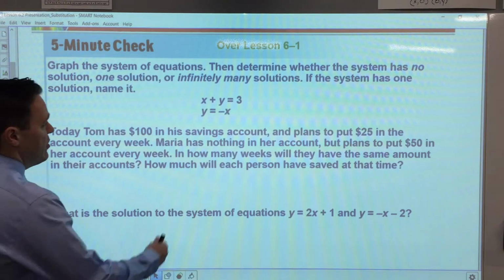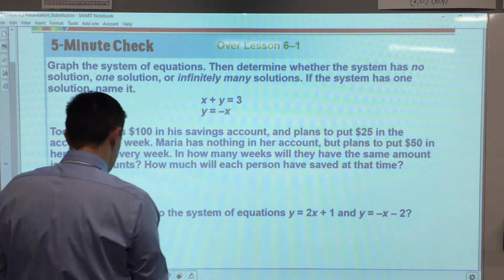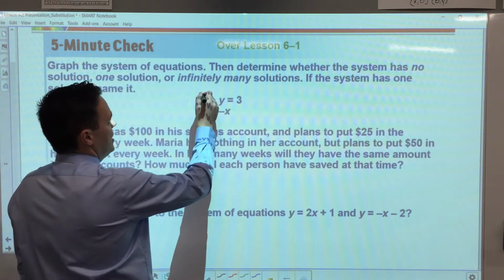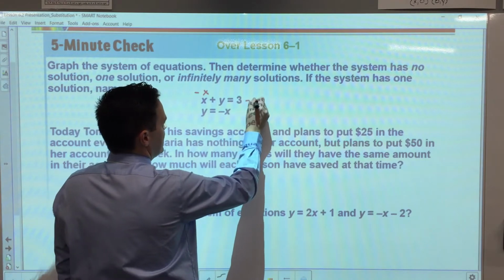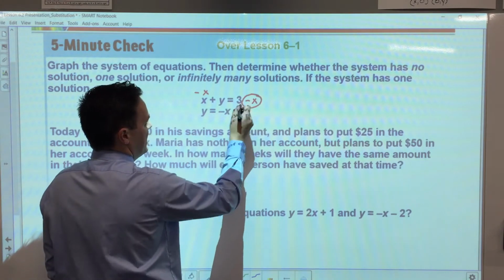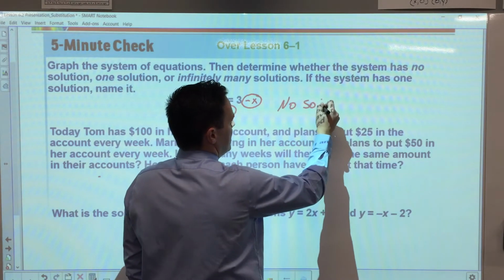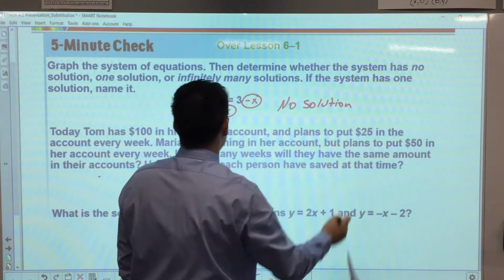All right, if you were to graph these out, hopefully you would be able to see the setup here. So I don't actually have to graph this first one. If I were to subtract x from both sides, I would have a negative x and a negative x. So this is going to be no solution because these are parallel lines.